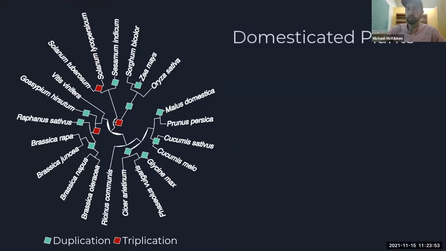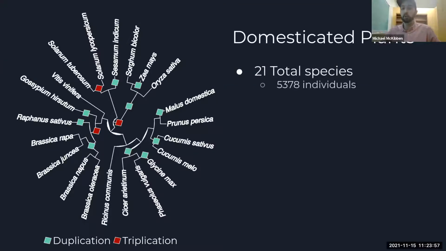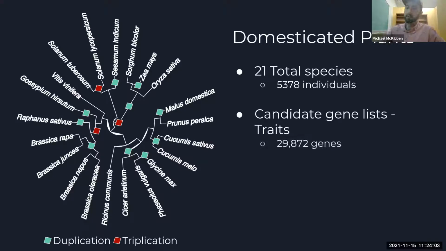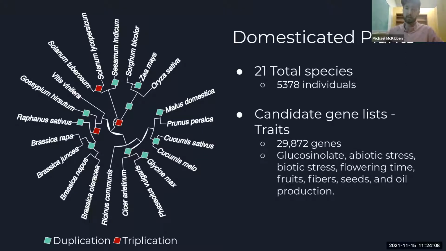Across my literature search, I was able to identify a total of 21 species, representing a total of 5,378 individuals, with candidate gene lists of a total of 29,872 candidate genes, representing a wide variety of domesticated traits, including glucosinolate production, abiotic stress, biotic stress, flowering time, fruiting, fibers, etc. And between all these species, a total of 3 ancient whole genome duplications.